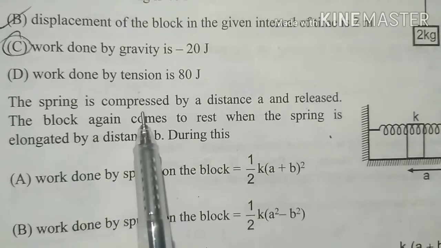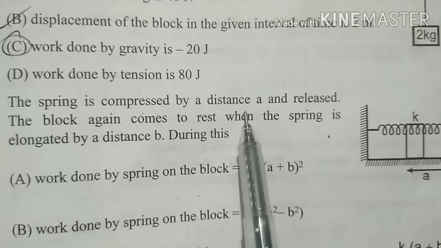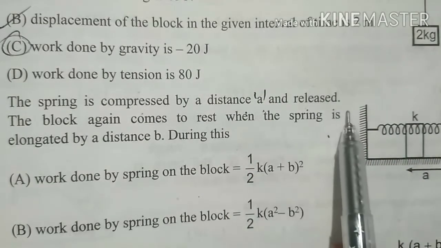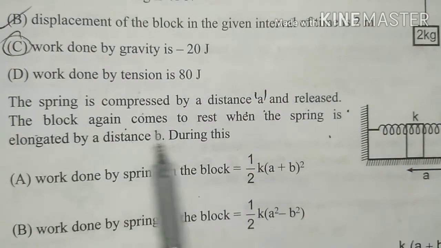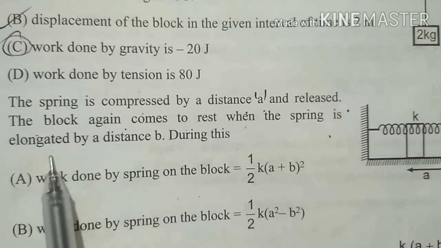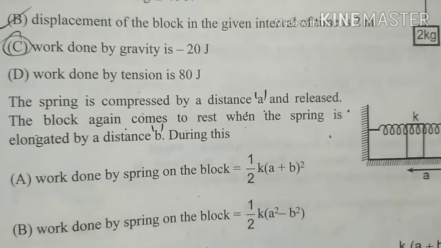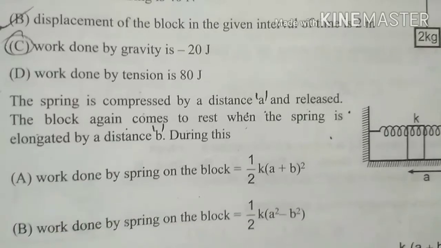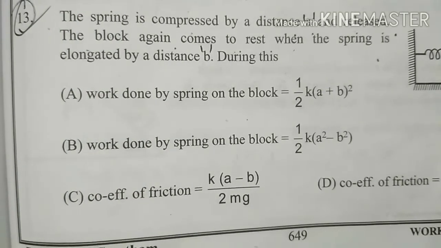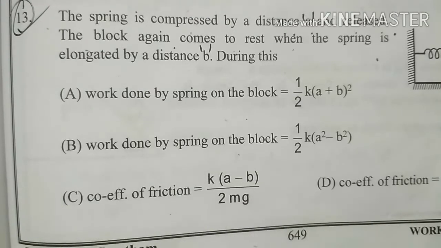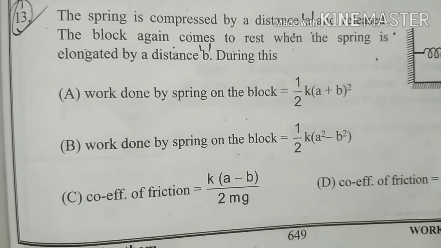The spring is compressed by a distance a, and released. The block again comes to rest when the spring is elongated by a distance b. During this, there are 4 options given. You have to consider what are the right options: work done by the spring on the block, and coefficient of friction. These are the 2 questions, but the options are different.